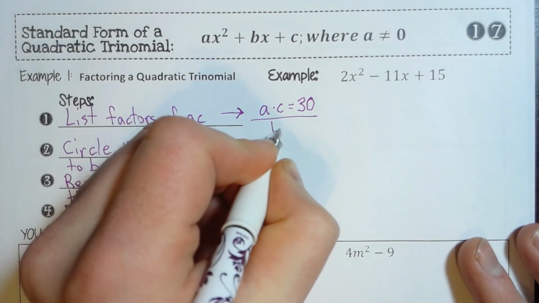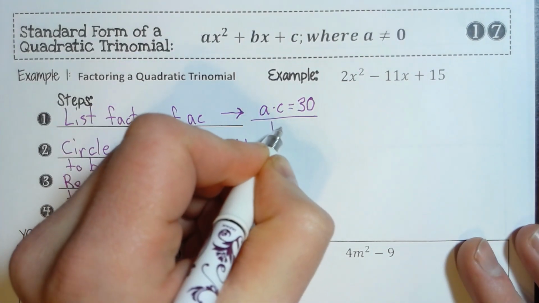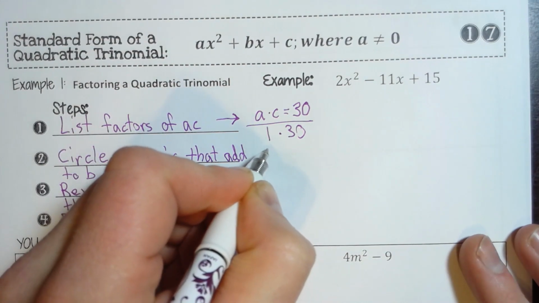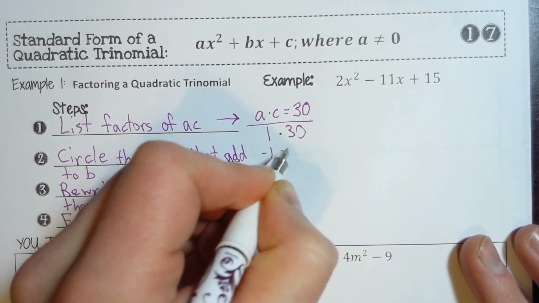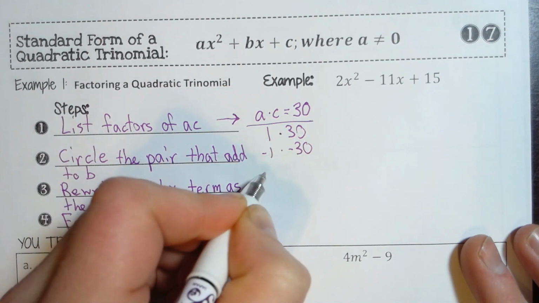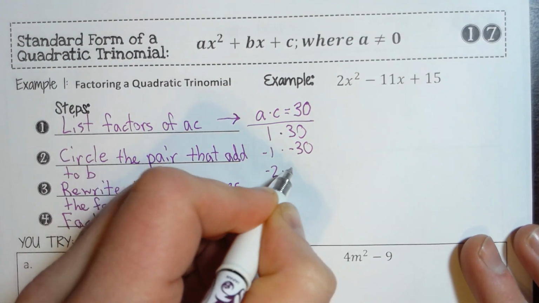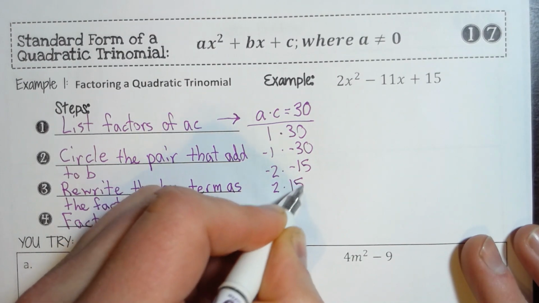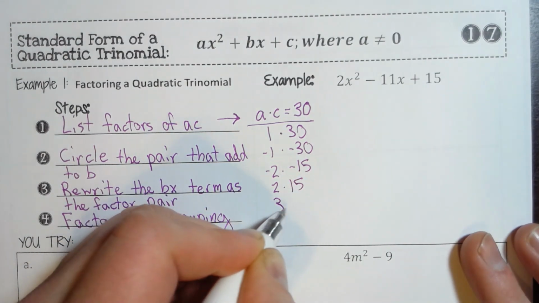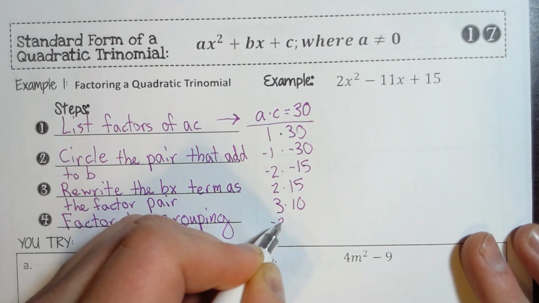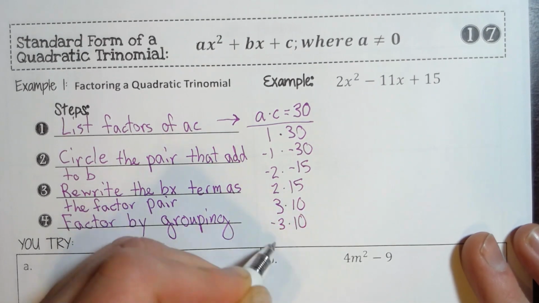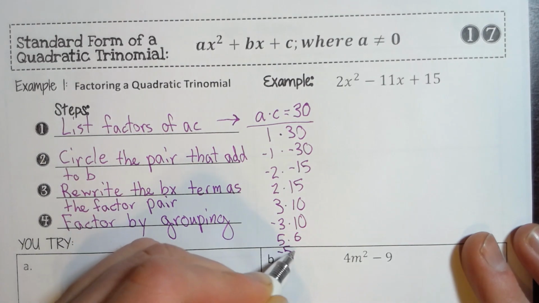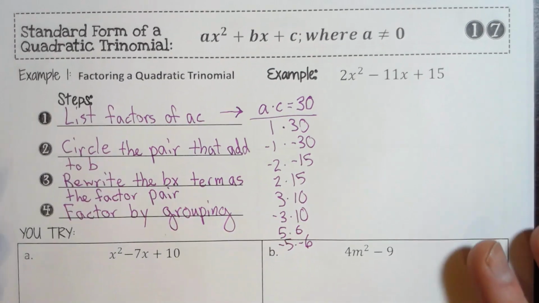So like 1 times 30. I could do -1 times -30. I could do -2 times -15. I could, of course, do 2 times 15. I could do 3 times 10. I could do -3 times 10. I could do 5 times 6. I can do -5 times -6.